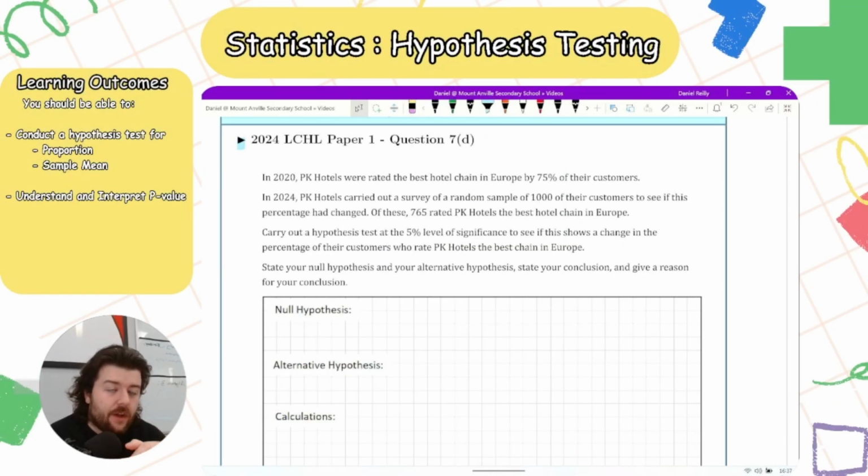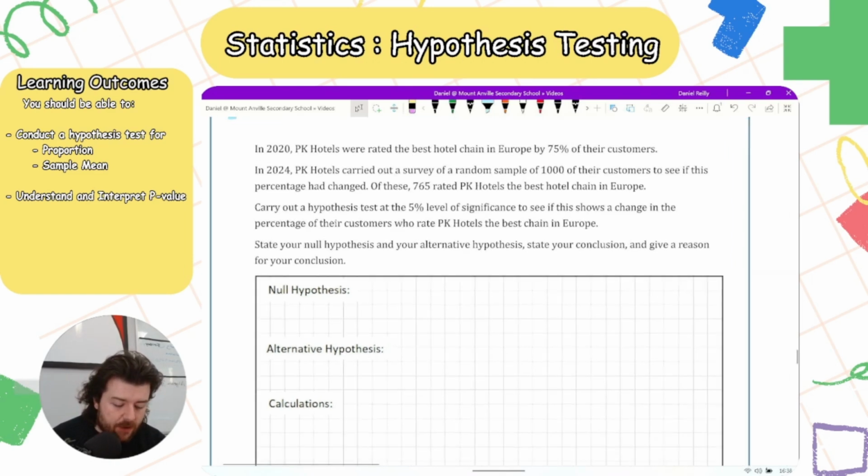Everybody. Okay, so in this video, we are just going over some exam questions of hypothesis testing. Hypothesis testing does tend to come up nearly every year, so it's very important that we're very familiar with the skills involved in trying to solve them. So let's look at this one now from 2024. This was last year's paper.